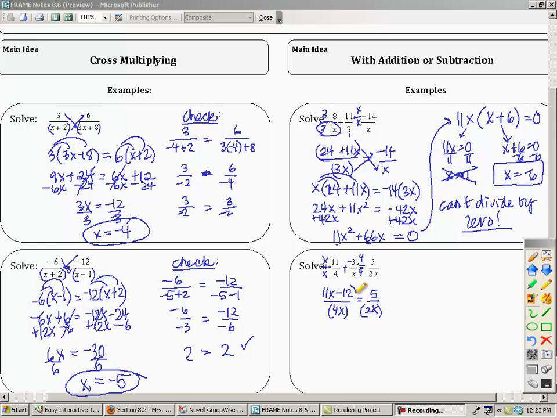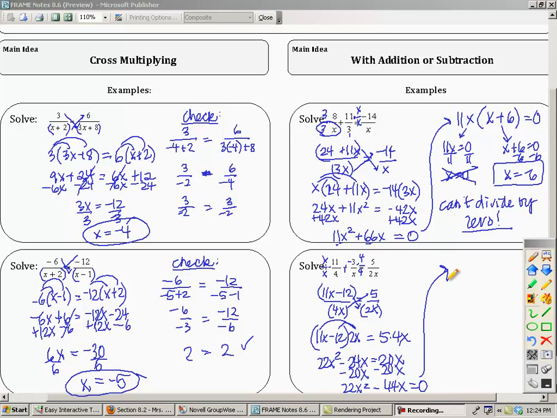Now I'm going to put parentheses around my stuff here a second because I'm going to cross multiply. All right, so here we go. 11x minus 12 times 2x equals 5 times 4x. The 2x gets distributed, so 22x squared minus 24x equals 20x. And we said whenever there's an x squared and an x, you need to set it equal to 0. So I have 22x squared minus 44x equals 0.